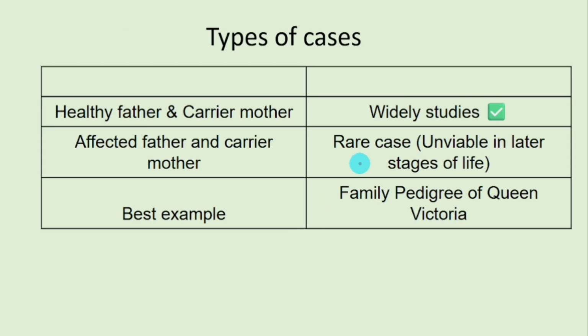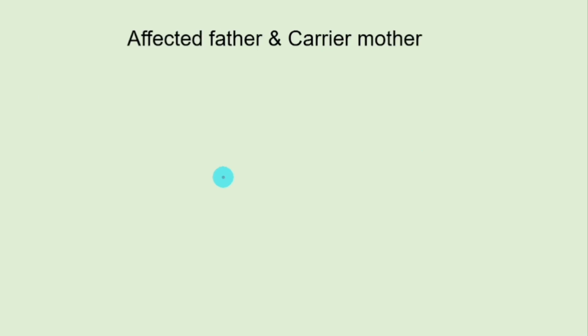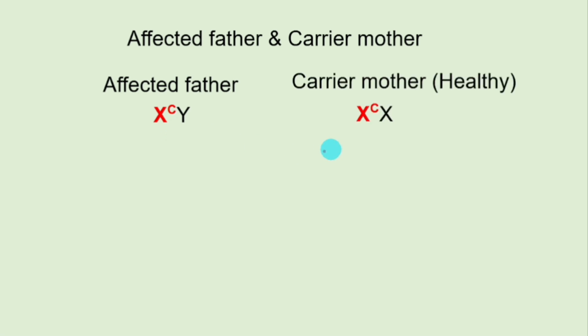Then look into the rare case when father is affected and mother is carrier. So affected father, you will have to show this genotype, and carrier mother again XC and X.